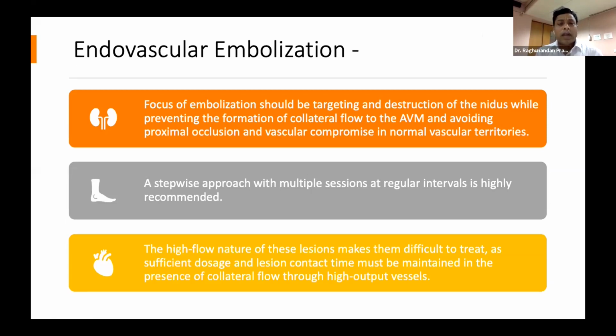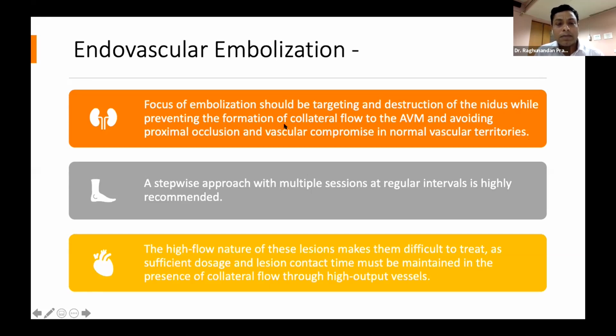If we talk about endovascular embolization, our focus is to target the nidus, or that central shunt area. If we can block those shunts, then the pressure will come down, and also we should aim to prevent the formation of collaterals, because most of the time once you block one feeding vessel, then other feeding vessels open up.